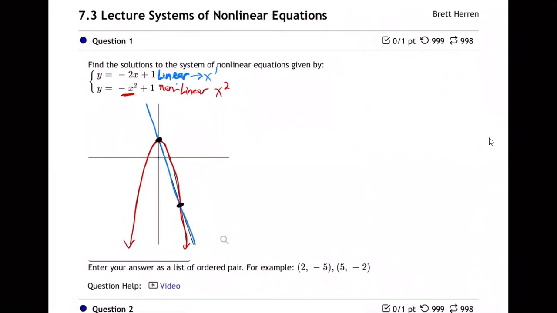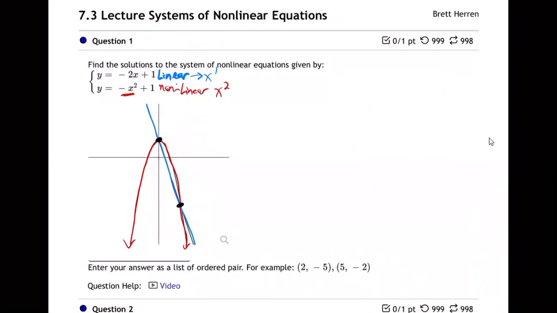So we're looking for those 2 points of intersection. How can we find those 2 points? Those 2 points are going to be the points that make both equations true. Remember, if a point is on a graph, it means it makes the equation true. So this point is on both graphs, which means it makes both equations true. And this point also, another intersection point, is on both graphs. Therefore, it makes both equations true.